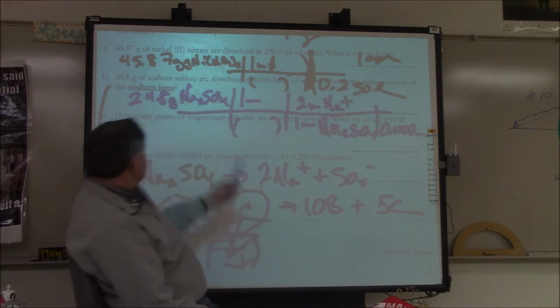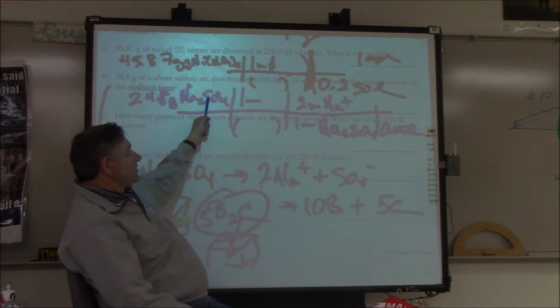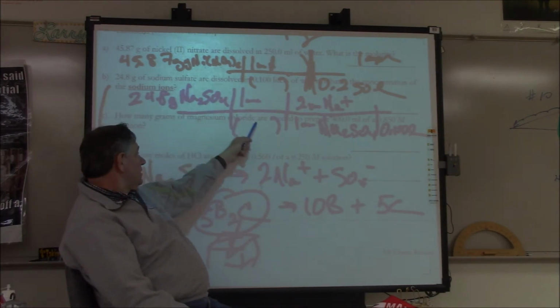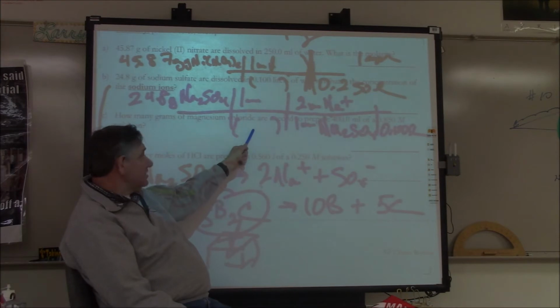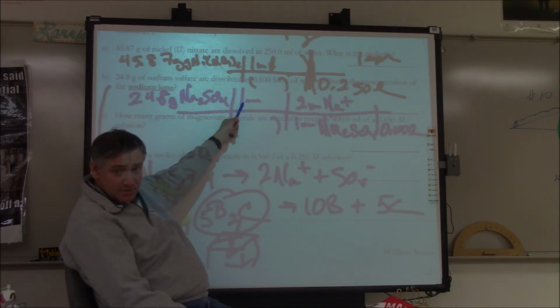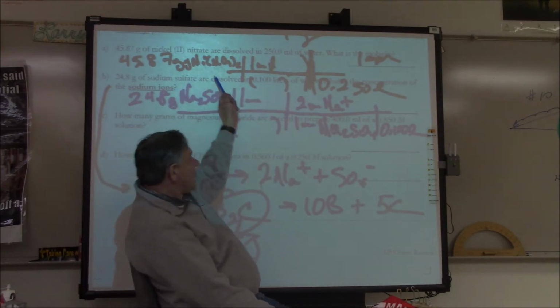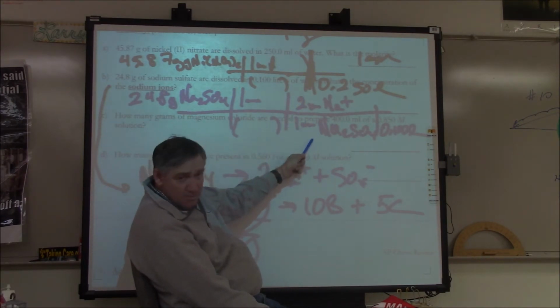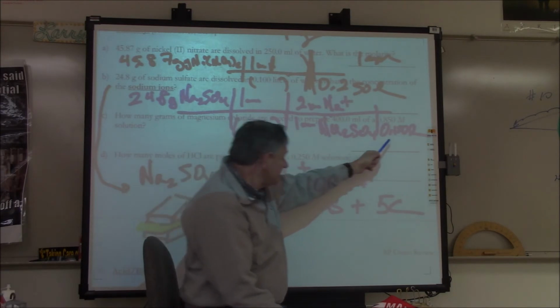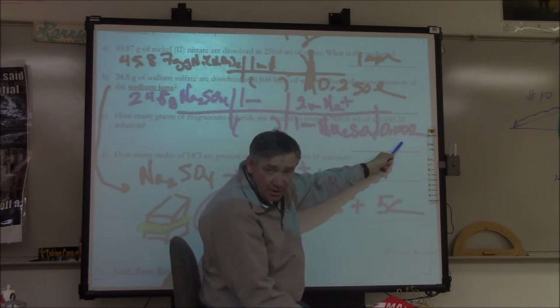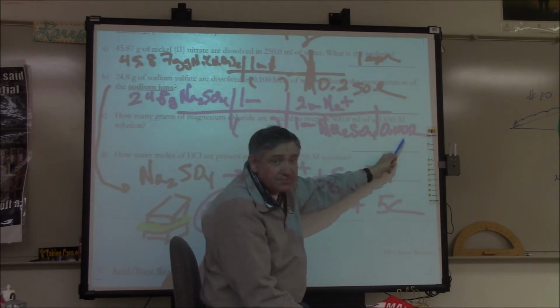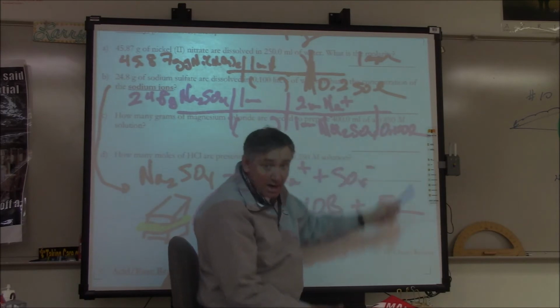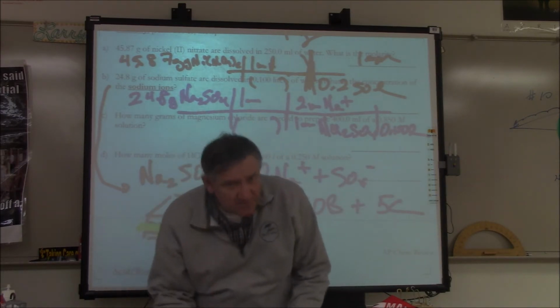So look what happens. You're going to start with 24.8 grams of sodium sulfate. Put the molar mass of sodium sulfate here. That's equivalent to 1 mole of sodium sulfate. But when it ionizes, I get 2 moles of sodium ions for every 1 mole of sodium sulfate. And then in my last cell, I'm going to divide by the volume of 0.10 liters, because I want molarity. I want moles per liter.